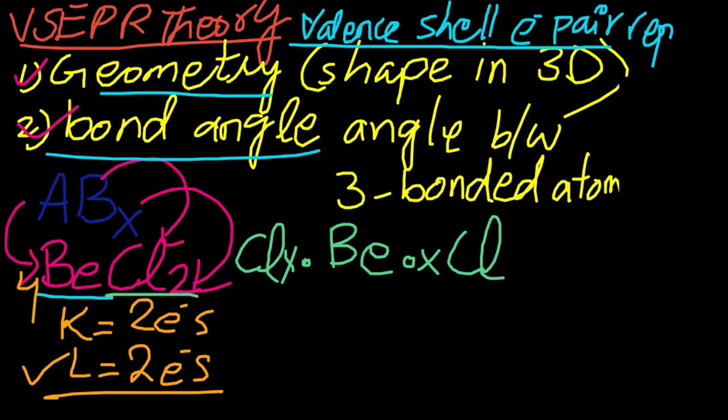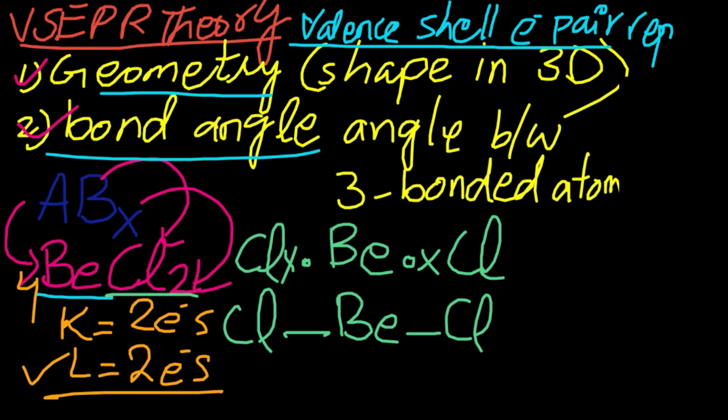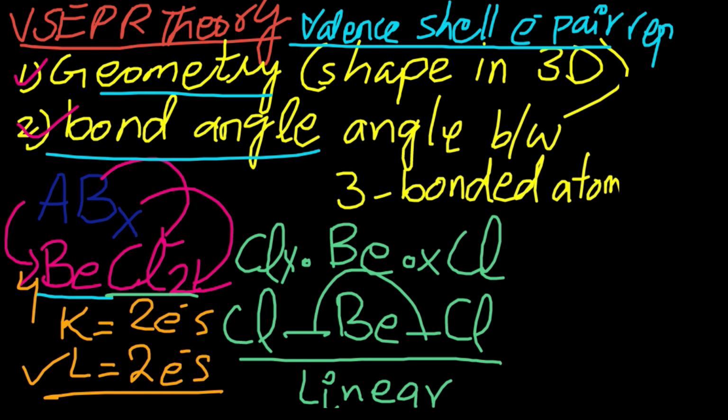So 2 chlorine atoms make 1-1 bond with beryllium atom, resulting in BeCl2. As these 3 atoms are present in a line, the geometry of molecule is linear and the bond angle between Cl, Be and Cl is of 180 degree. This is how geometry and bond angle of molecule is determined. And for determining these two properties of the molecules, valence shell electron pairs are involved.